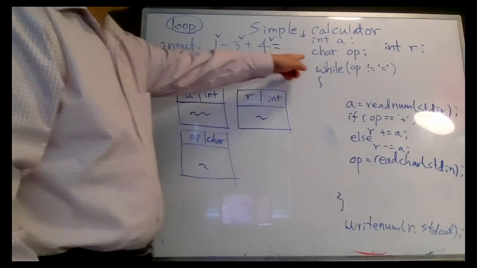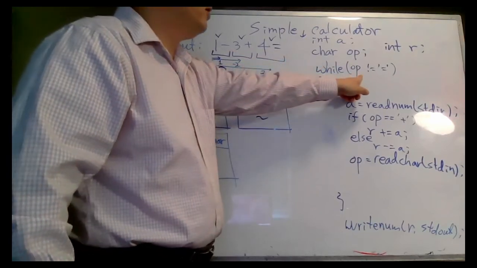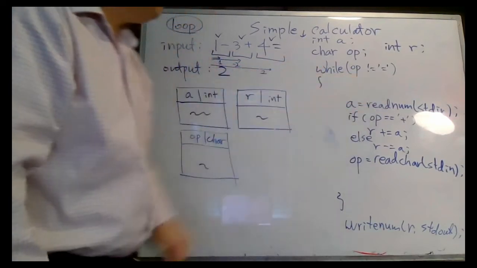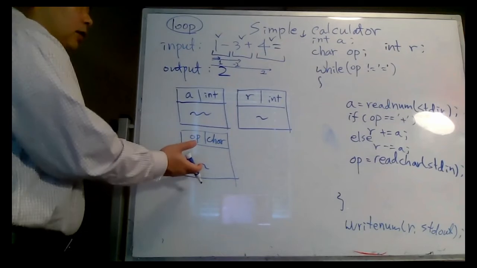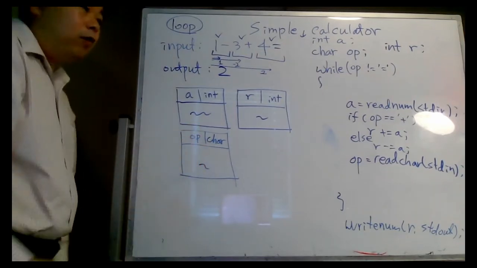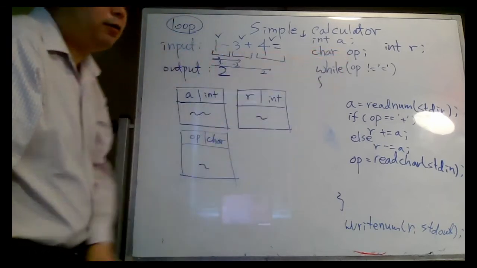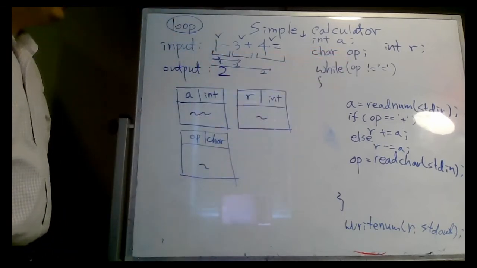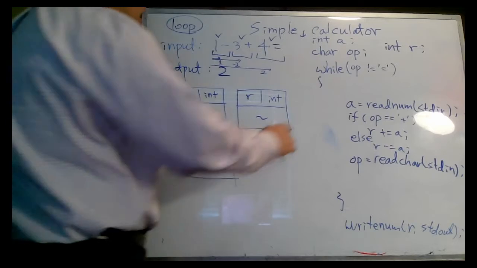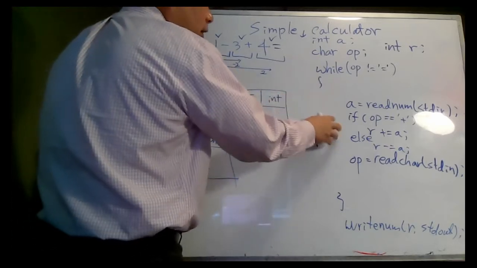Okay? So now, it's a problem. You are comparing the operator with the equal sign, but it could be the equal sign, it could not be. We don't know, it's garbage. So we have to make sure the op is initialized correctly. So what should be the op? That op has to be used in here, right?